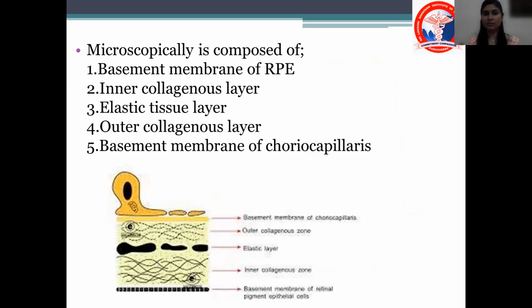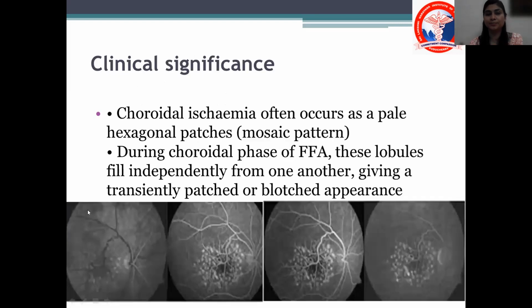Microscopically, it is composed of the basement membrane of RPE, inner collagenous layer, elastic tissue layer, outer collagenous layer, and basement membrane of choriocapillaries. So this is the microscopic structure of Bruch's membrane. This is the basement membrane of retinal pigmentary epithelial cells. This is the inner collagenous zone. This is the outer collagenous zone. In between there is the elastic layer. And the last layer is the basement membrane of the choriocapillaries.